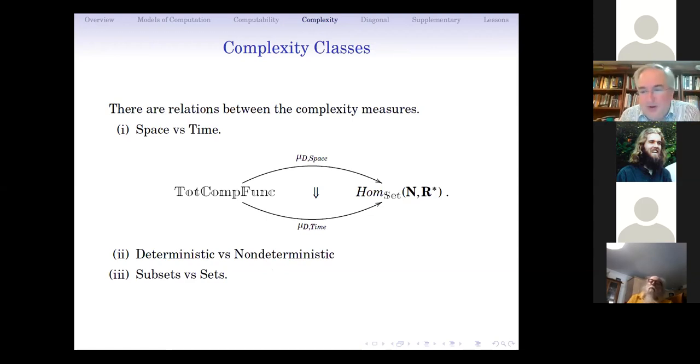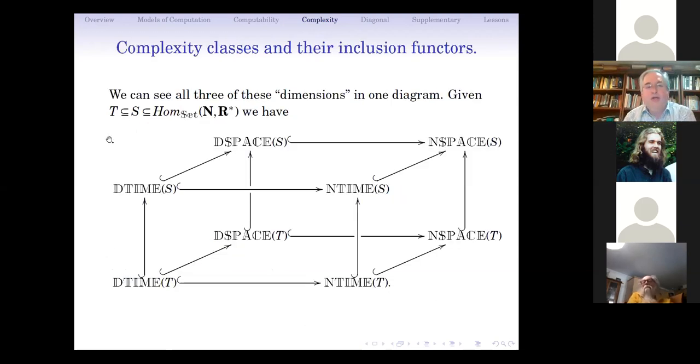Subsets versus sets. So we have three different things. Let me show you what I mean by that. We can see all three of these dimensions of relatability in one diagram. Given T, a subset of S, and both of them are subsets of this, we have the following. Now let's just follow this. The left side is all about determinism, and determinism includes into the right side, which is all about non-determinism. All these are perfectly legitimate functors.